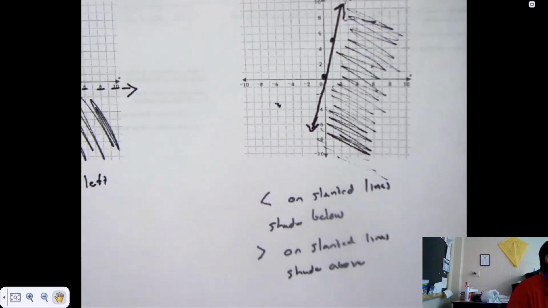Everybody should remember doing this. Usually you had colored pencils and the teacher tried to make it fun. Oh yeah, they said you colored pencils. I think everybody remembers the colored pencils. What's that last word? On a slanted line, shade greater than on a slanted line, shade above.